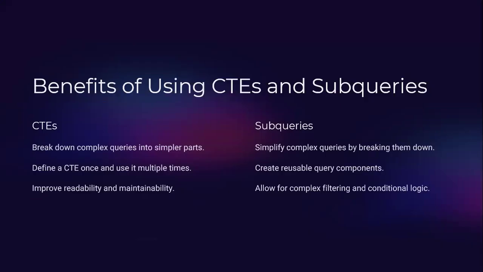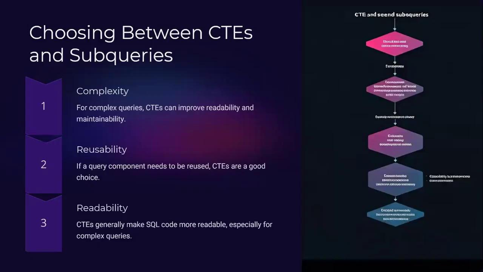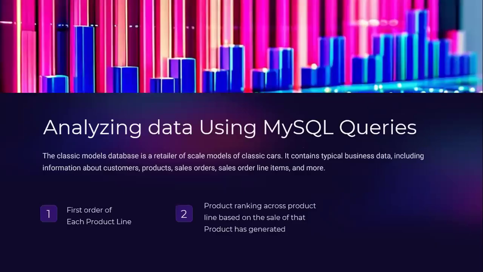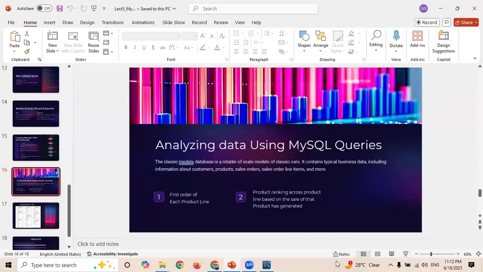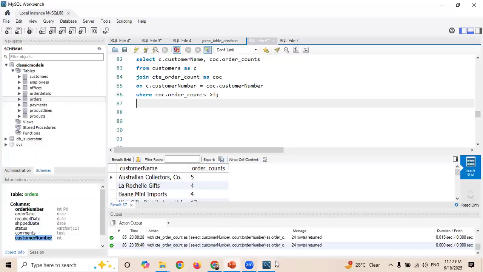So these are the benefits of using common table expressions. Both are used to break down complex queries into simpler parts, right? And both are reusable, and both are used for readability and maintainability. Why? Because it will break down the complex queries into simpler ones, right? So here are the benefits. It helps in complexity, reusability, and readability. Is it clear? So let me use subqueries, then you will understand it better.